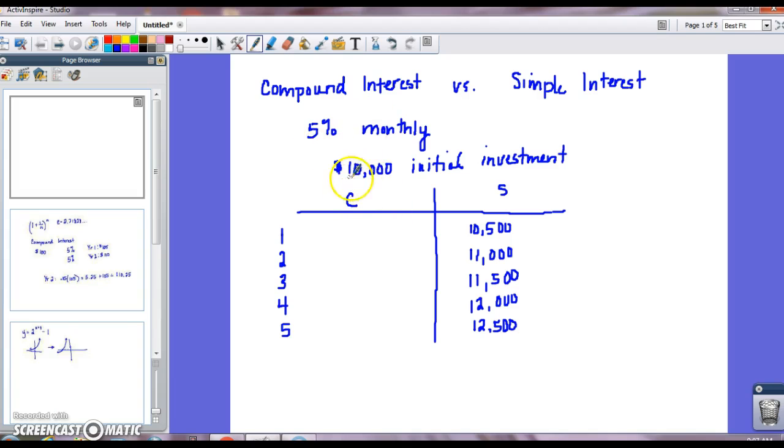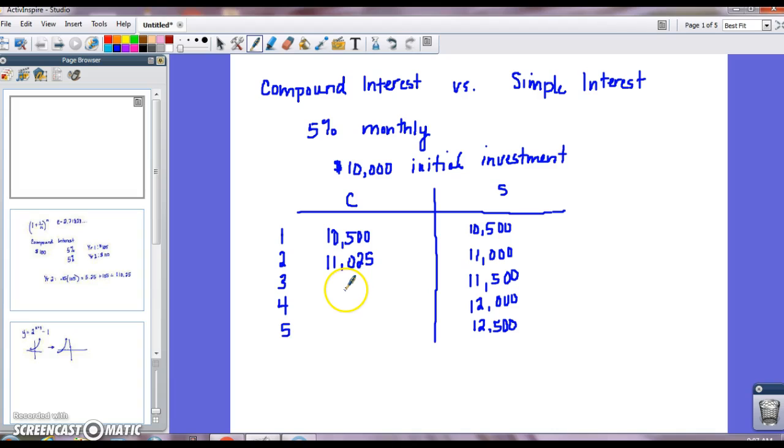Let's look at the method of compounding. Right at the end of 1 month, we still have 10,500, but now I'm going to take 5% of that and add it to my original amount. Basically, I'm taking 1.05 times that amount, 10,500, right? And that's how I keep calculating my new amount. So after 2 months, I'd have $11,025, right?